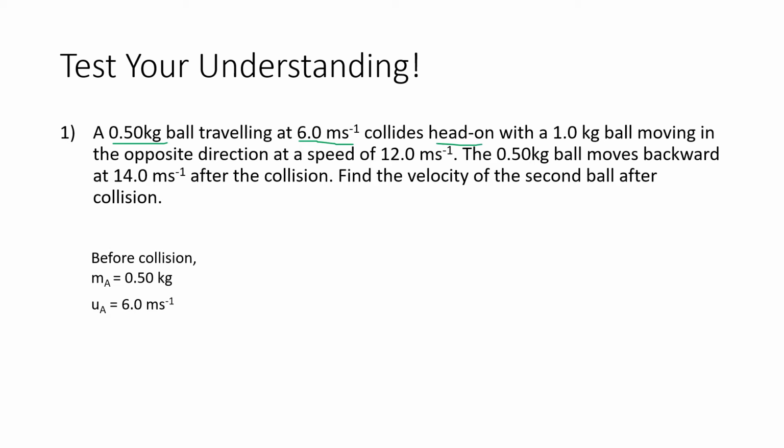It collides head on. This means that the collision is an elastic collision. It collides with a 1 kilogram ball, another ball. So I put it as mass of ball B, 1 kilogram, moving in the opposite direction at a speed of 12 meters per second. So the initial velocity for ball B is negative 12 meters per second because it moves in the opposite direction. This is the situation before collision.